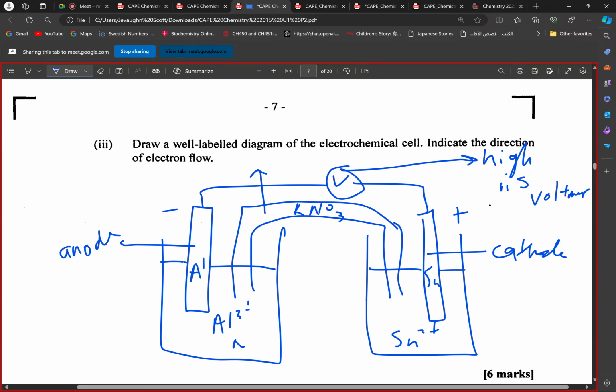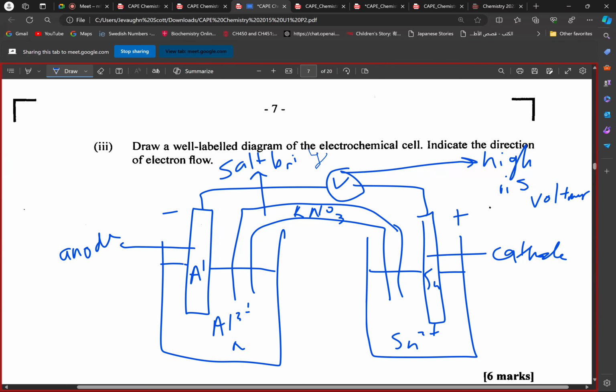But here we have our salt bridge, right? And then I guess these solutions are electrolytes. So this would be our tin electrolyte, and this would just be our Al electrolyte.